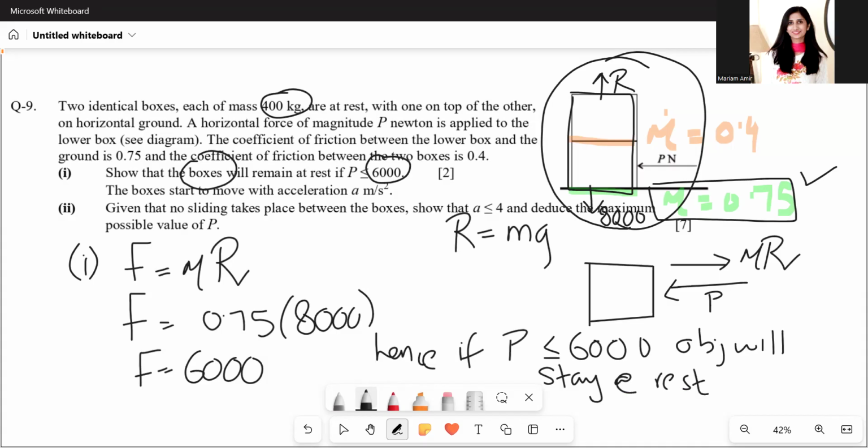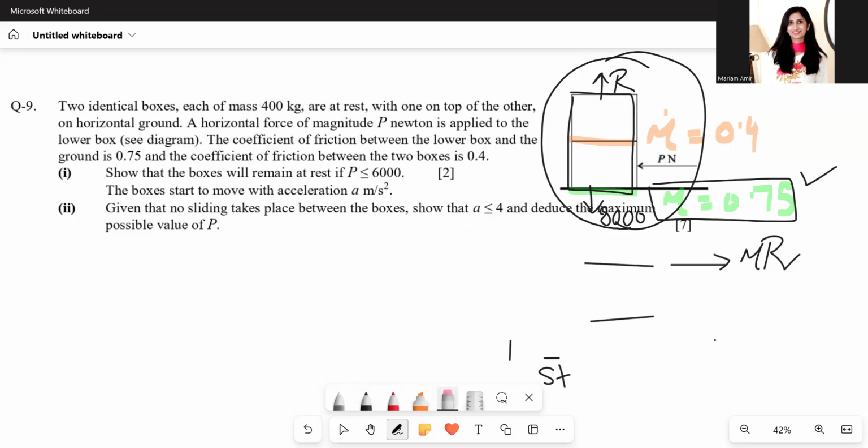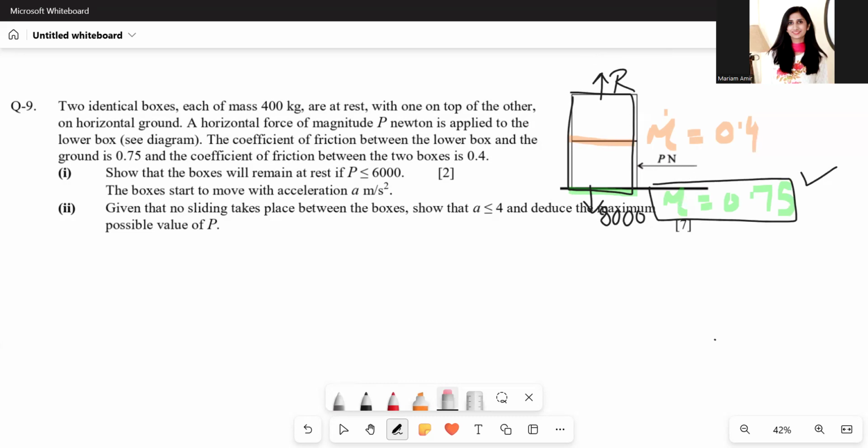The boxes start to move with an acceleration a meters per second squared. Let's clear this. Now, the boxes start to move with an acceleration of a meters per second squared. Given that no sliding takes place between the boxes, show that acceleration is less than or equal to 4 and deduce the maximum possible value of P. Now if the object is moving, we will be using the formula forward force minus backward force is equal to ma.